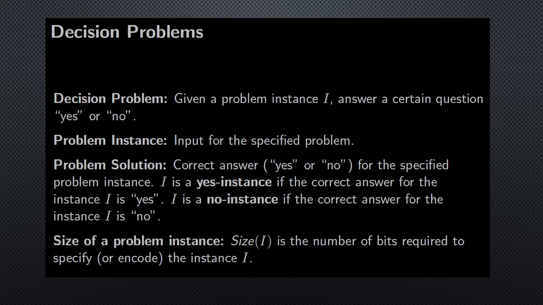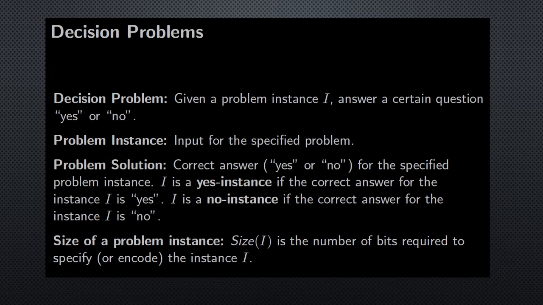They're going to be super important for the remainder of the course. So a problem instance is just a problem input. Instance and input go hand in hand. They're synonymous. They mean exactly the same thing. A problem instance is a specific input for a specified problem. And a problem solution is the correct answer, yes or no, for the specified problem instance.